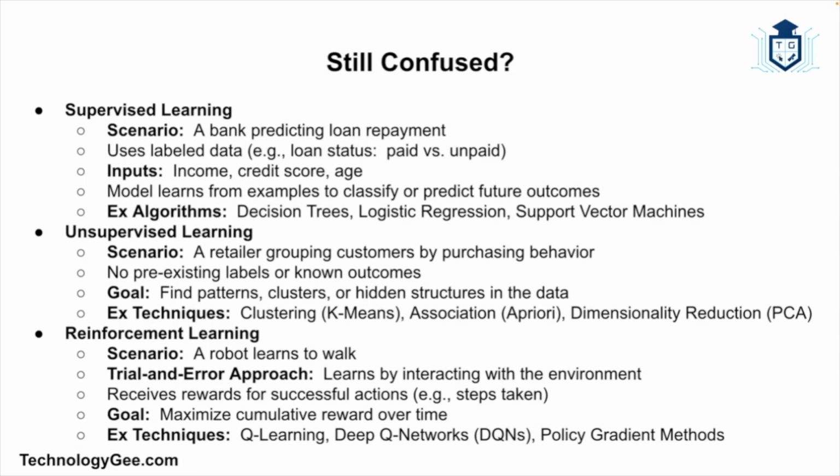When it comes to supervised learning, you can think of it like a bank that wants to predict if a customer will repay a loan based on income, credit score, and age. When it comes to unsupervised learning, you can think of it like a retailer who wants to group customers by purchasing behavior without knowing anything about them. And when it comes to reinforcement learning, you can think of it as a robot that's learning to walk by falling, getting back up, and being rewarded when it takes successful steps.